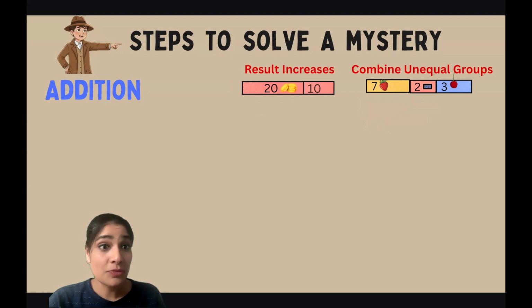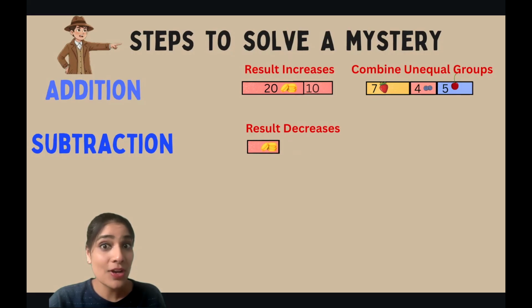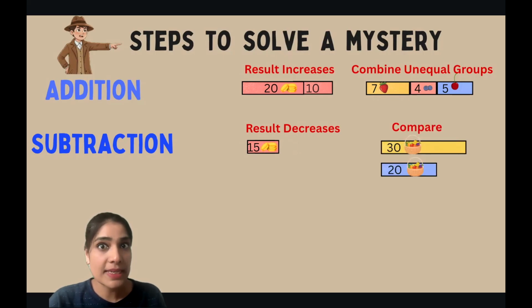When do we do subtractions? Do you remember? When the result decreases. Say you have 20 coins and you give away 5 coins. How many coins are left? 15. So your result decreased. We also do subtractions when we have to do comparison. Say we have 2 baskets. The top basket has 30 fruits while the bottom basket has 20 fruits, and we need to find how much more does the top basket have than the bottom one. We have to compare, so we'll do subtraction.